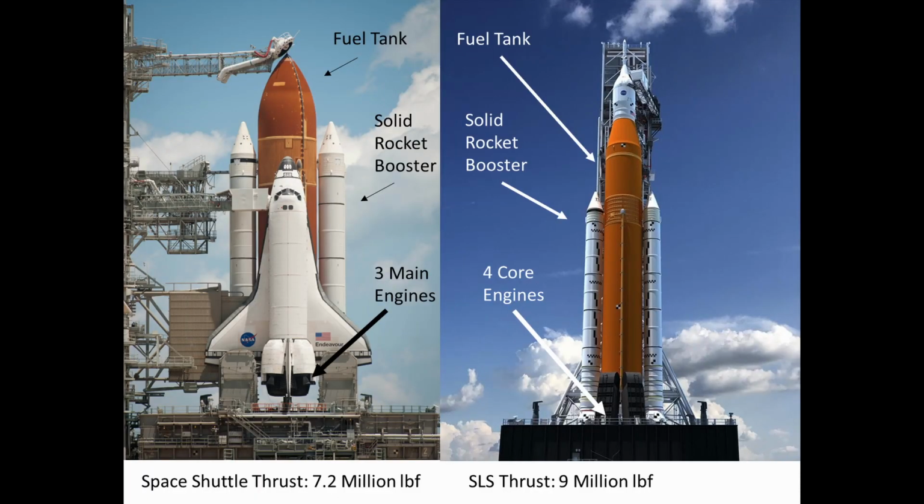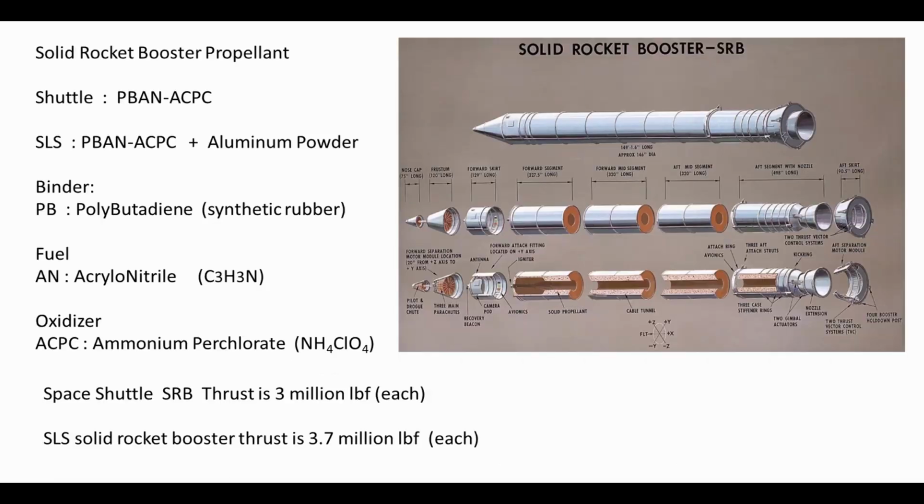In addition to main engines, both the Space Shuttle and the SLS use 2 solid rocket boosters. The SLS's solid rocket boosters are modernized versions of the Space Shuttle's solid rocket boosters. The SLS rocket boosters are 25% more powerful than the Space Shuttle rocket boosters because of an improved propellant mixture. The solid rocket boosters for the Space Shuttle use the solid rocket propellant compound PBAN-APCP. The SLS uses PBAN-APCP plus a powdered aluminum mixture that gives it extra power above and beyond that of the original Space Shuttle rocket booster propellant.